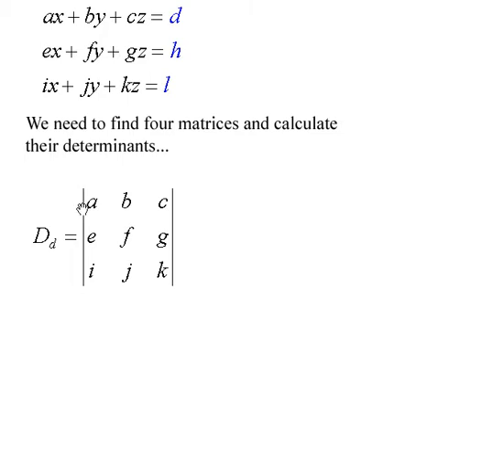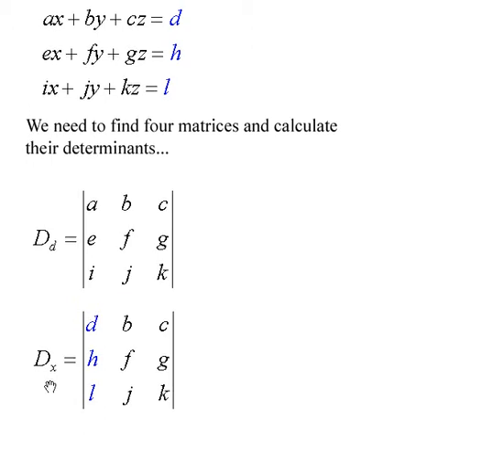For the denominator, very much like what we did with 2 by 2 systems, we're going to take all the coefficients of x, which in this case is a, e, and i, put them in the first column. Take all the coefficients of y, b, f, and j, put them in the second column. Take all the coefficients of z, c, g, and k, put them in the third column. And that matrix, when we find its determinant, will represent the denominator of our ordered triple.